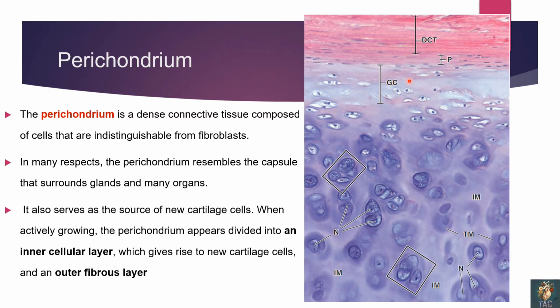So this is the next area, which is the germinal or growing zone. Cells from this area divide and they form the chondrocytes and they add to the new cartilage. So pericardium is the outer covering of the cartilages except in two locations, and it consists of two layers. Outer is dense irregular connective tissue and inner is a more cellular layer.